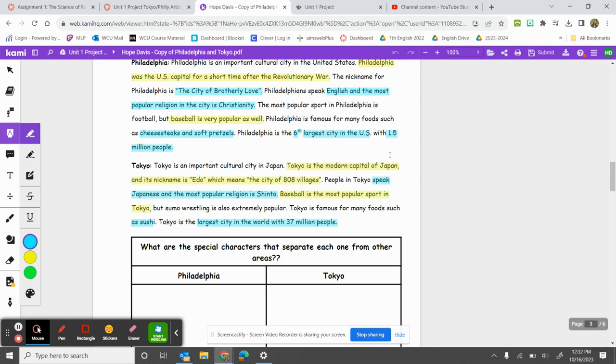If we're looking for a little bit more of a difference, we can see that Philadelphians speak English and their most popular religion is Christianity, whereas Tokyo speaks Japanese and the most popular religion is Shinto. So you're going to take notes on what you highlighted for all of Philadelphia, so yellow and blue, and all of Tokyo. It's going to help you to organize your thoughts.